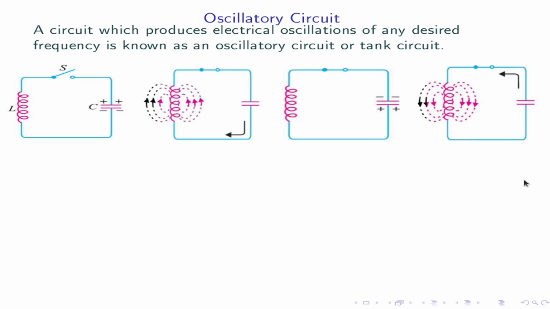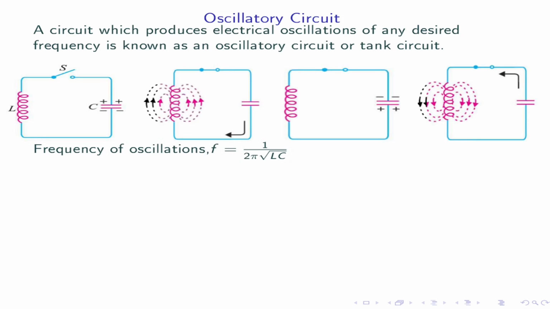The sequence of charge and discharge results in alternating motion of electrons or an oscillating current. The energy is alternately stored in electric field of the capacitor and the magnetic field of the inductance coil. The interchange of energy between L and C is repeated over and again, resulting in producing of oscillation. The frequency of oscillation is given by f = 1/(2π√(LC)).